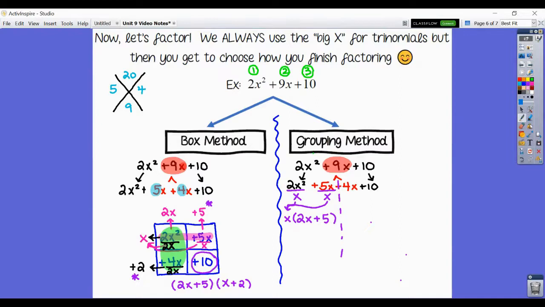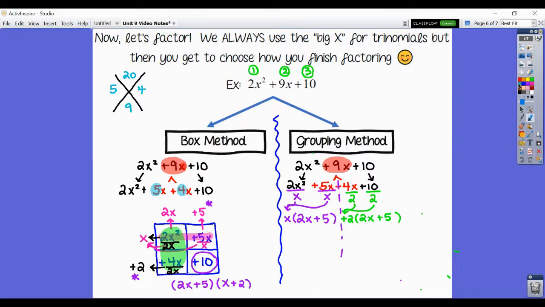For this second side, it's the same problem. We again put lines under 4x and 10. They are both divisible by 2, so I'm going to make that my greatest common factor outside, with a plus sign. It wasn't a negative 2. Now the result inside my parentheses is dividing. 4x divided by 2 is 2x, and 10 divided by 2 is 5.